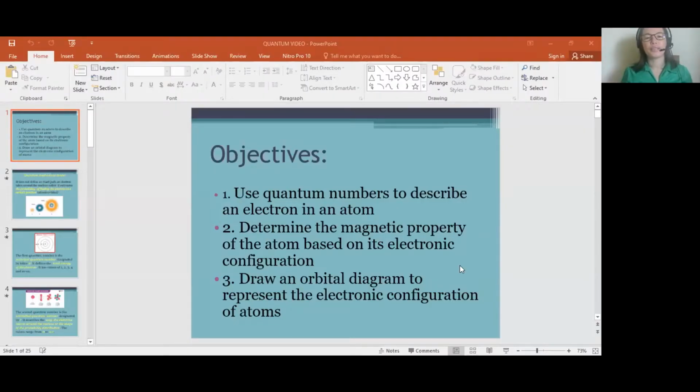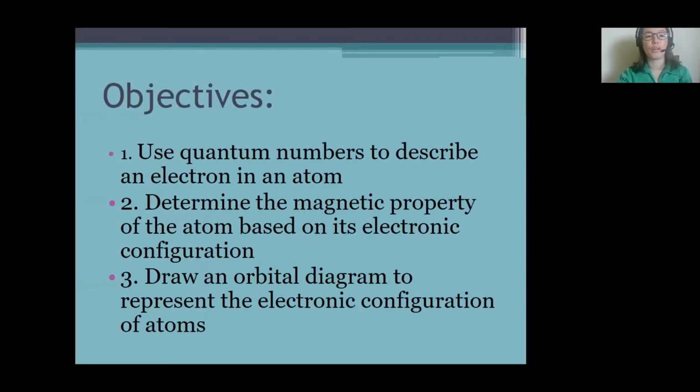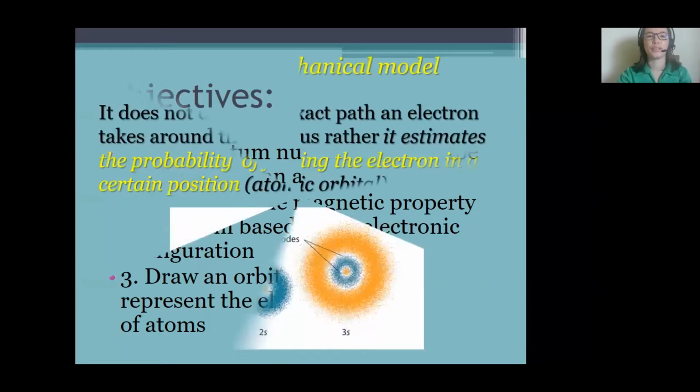Hi, it's chemistry time once again, and this time we are going to talk about the quantum mechanical model of an atom. So for our objectives, first, use quantum numbers to describe an electron in an atom. Determine the magnetic property of the atom based on its electronic configuration. Draw an orbital diagram to represent the electronic configuration of atoms.